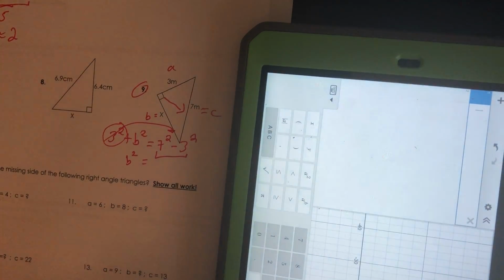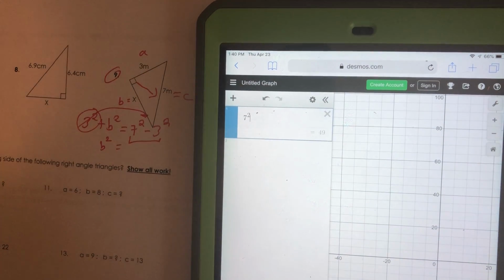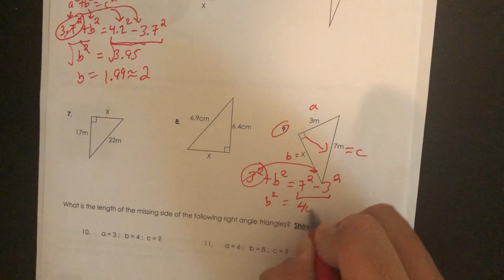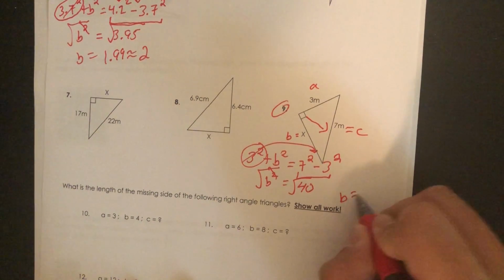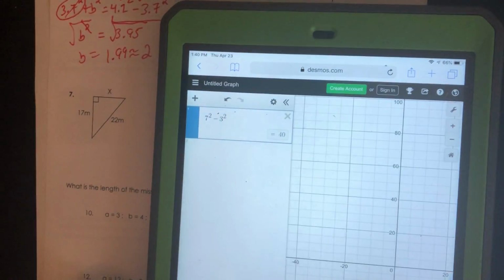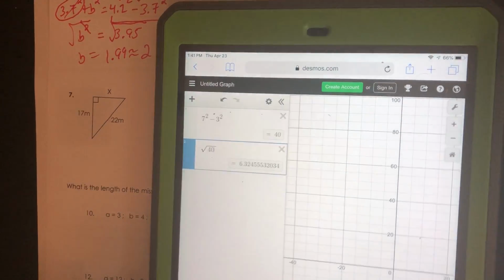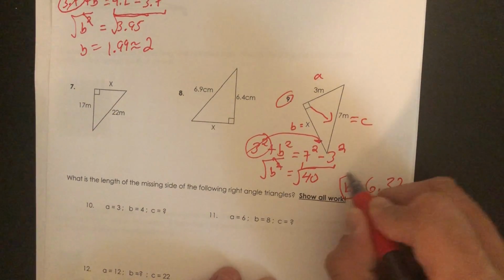However, just to be on the safe side, let's take care of that, okay? So 7 squared minus 3 squared is 40. And now the opposite of a square is square root. So B equals, let's see what the square root of 40 is. 6.32. Okay? 6.32. And that is the missing side.